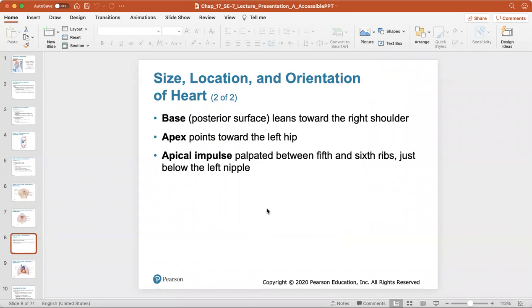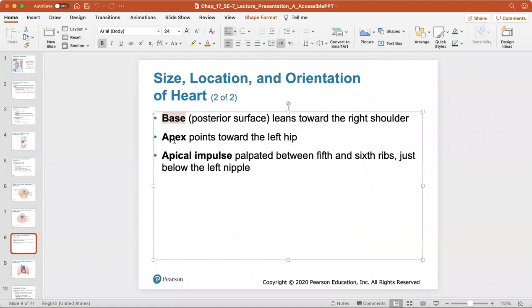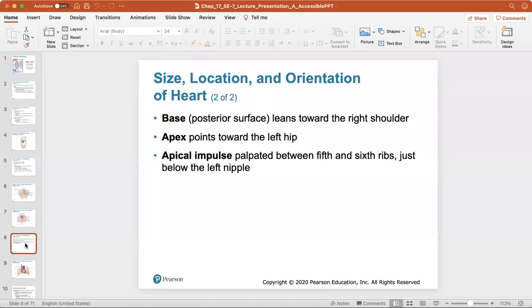The base of the heart leans toward the right shoulder, so your heart is kind of turned so that the anterior angle, the right atria and right ventricle, kind of make up the anterior angle, and then it kind of sits back on itself on the base. The apex points towards your left hip, and the apical impulse can be palpated between your fifth and sixth ribs just below the left nipple.